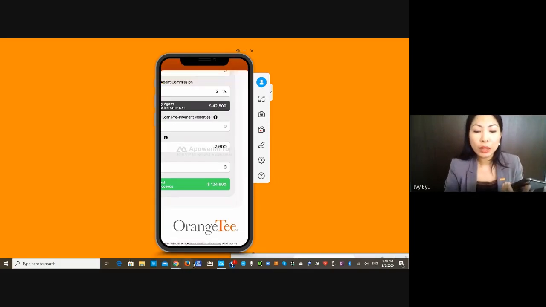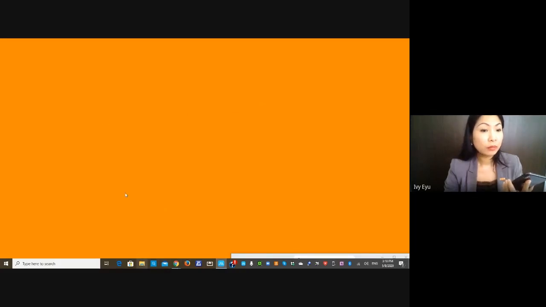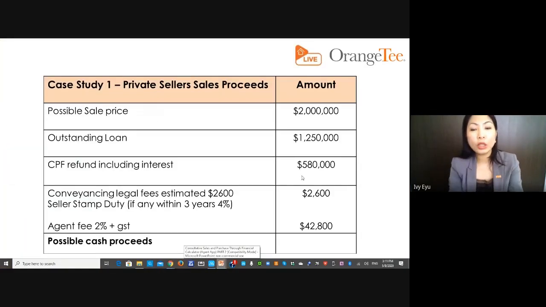So how do we look if we were to actually show it in our presentation slides? You can see that if we were to do this manually, based on Mr. Sunny's case, it will be 2 million for selling, outstanding loan, CPF refund including interest, estimated legal fees and the agent's fees we're going to charge him. That's the reason why, as shown earlier in the calculator, if he were to sell it within the 3 years, like almost next month in June, then he will be within the 3 years period and he will get this thing called the seller stamp duty.